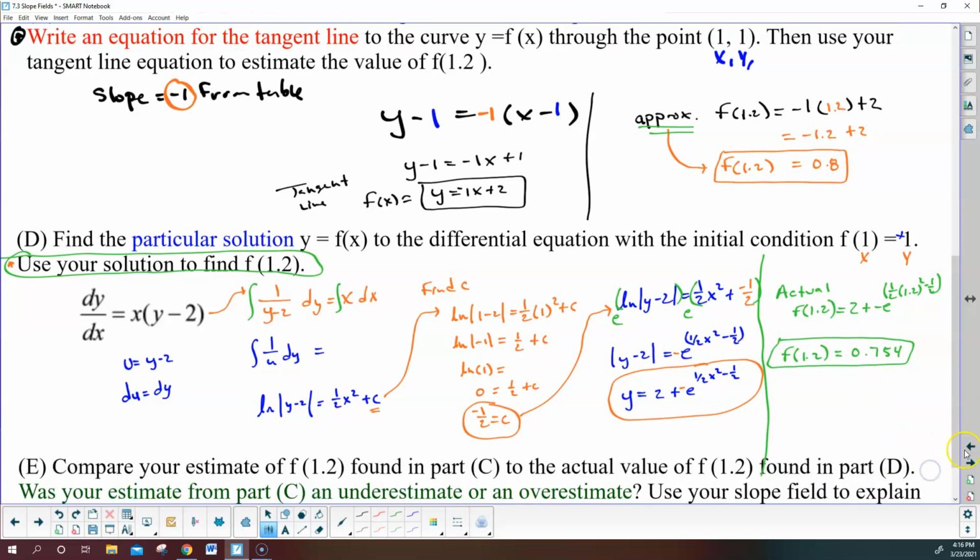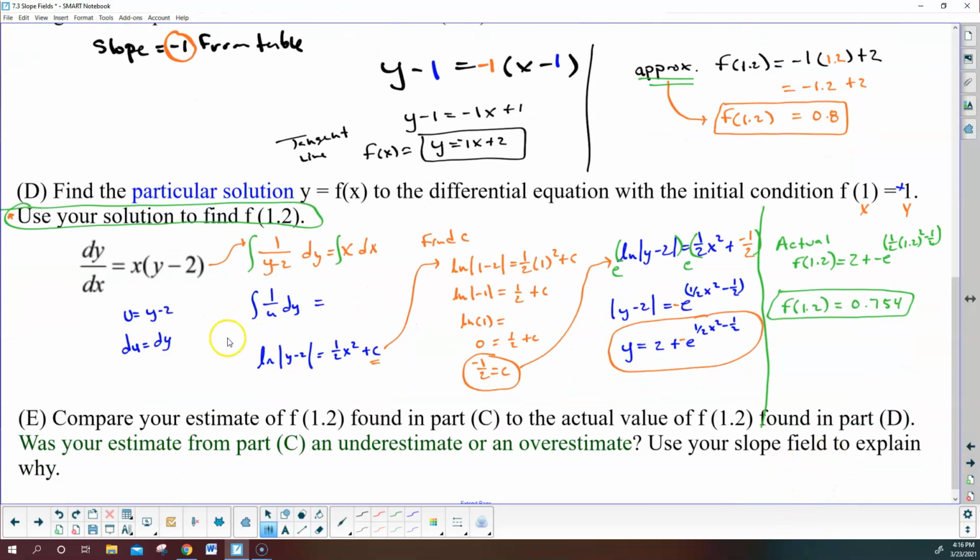Now notice, the next question is: compare your answers from the approximate 1.2 found in part C to the actual value of 1.2 in part D. Was your estimate in part C an under or an overestimate? So my approximation is an overestimate. And I'll show you on your slope field why that is the case.